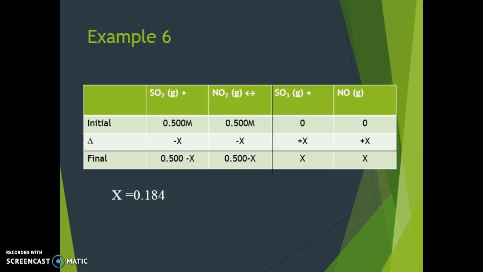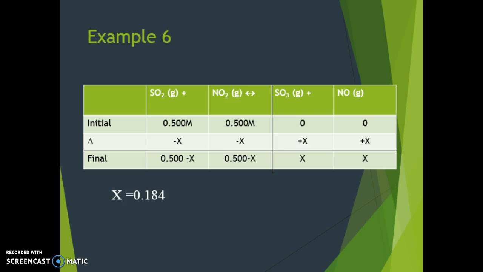So I found x to equal 0.184. That would be 0.184 molar as the change to the concentration. Now, just so you know, the AP people at this point would not consider this problem finished. They asked for the equilibrium concentrations. So you're going to need to give that to them in a very big and bold way.